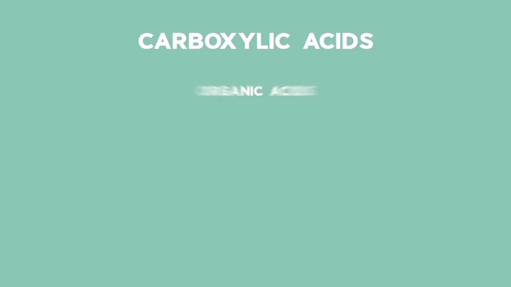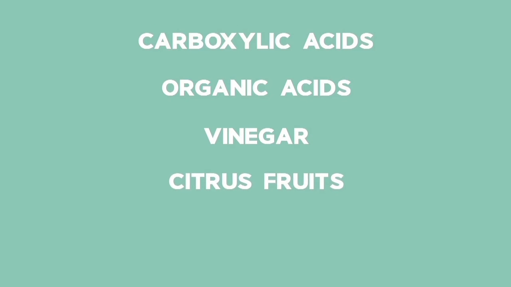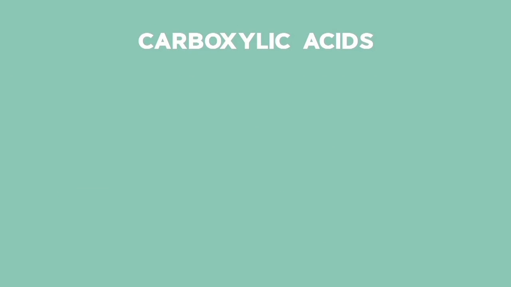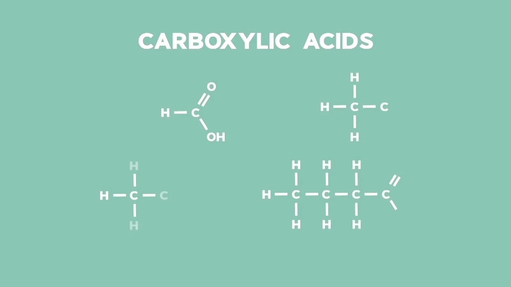Carboxylic acids are all organic acids, such as those found in vinegar, citrus fruits, and certain ants. The functional group for carboxylic acid is carboxyl, that's the COOH group. A compound containing this arrangement of atoms is a carboxylic acid.